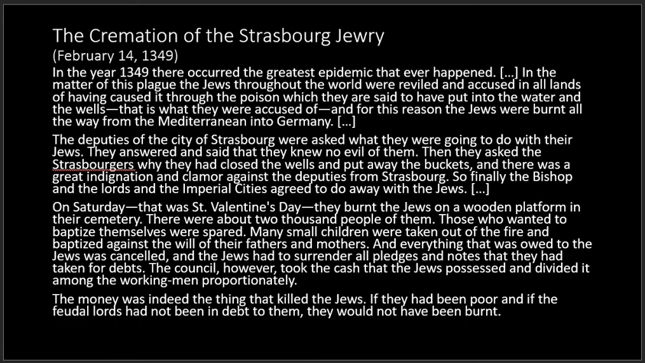So let's take a look at one account of a pogrom, that is a mob led against the Jewish community in the city of Strasbourg in 1349. For starters, what is the crime the Jewish population of Strasbourg is accused of? They are accused of poisoning the wells, and this is clearly a popular assumption.